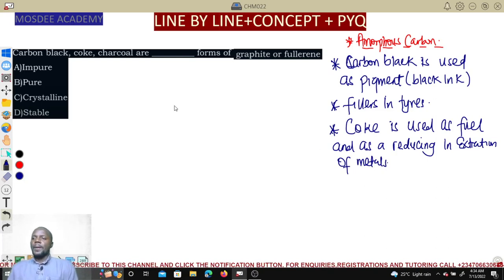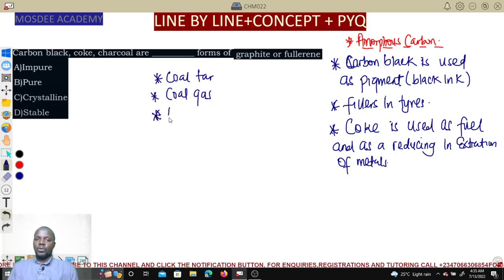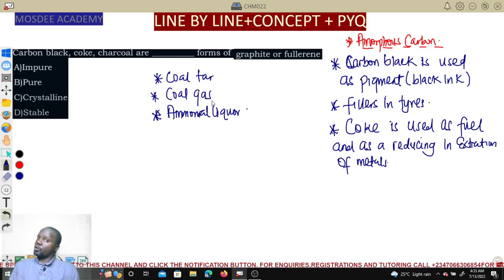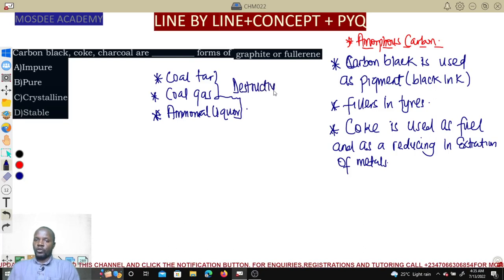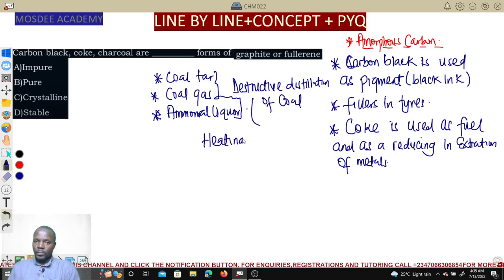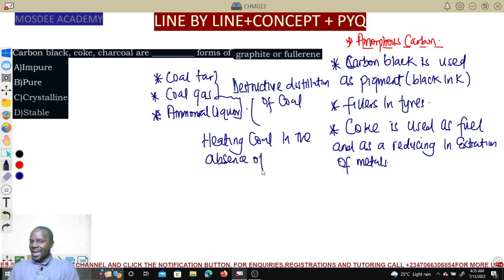So now, about the preparation, because it's important we talk about some preparation of all these things. Other things you can keep in mind, we also have what we call coal gas, ammoniacal liquor, all these are produced from destructive distillation of coal. So heating coal, the definition is heating coal in the absence of air. Air is not there.